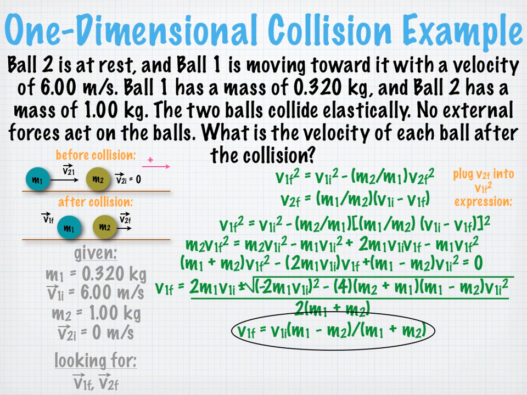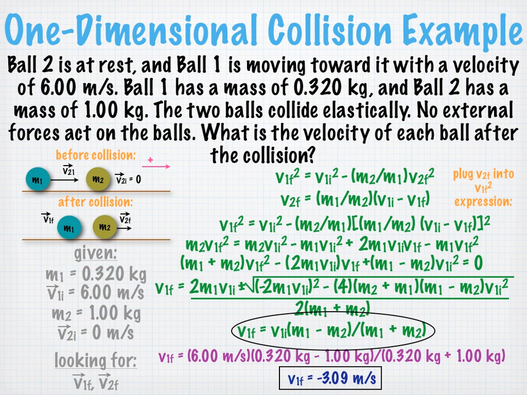Just make sure that if you use this form, you keep object 1 and object 2 consistent, where object 2 is initially at rest. Next, we can plug in our values for v1 initial, m1, and m2. And now we can use our calculator to solve, getting a value of minus 3.09 meters per second for the final velocity of ball 1. The minus sign means that ball 1 moves to the left after the collision. This seems reasonable since the mass of ball 1 is about 1/3 the mass of ball 2.